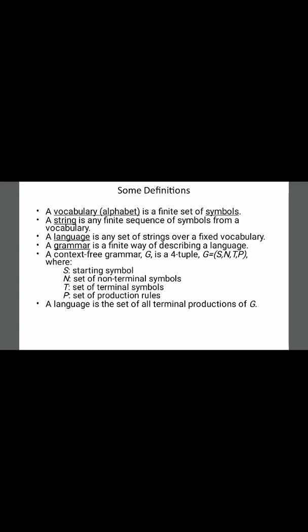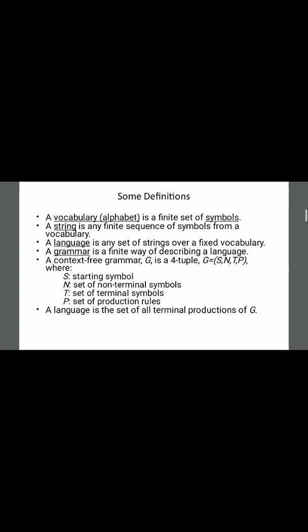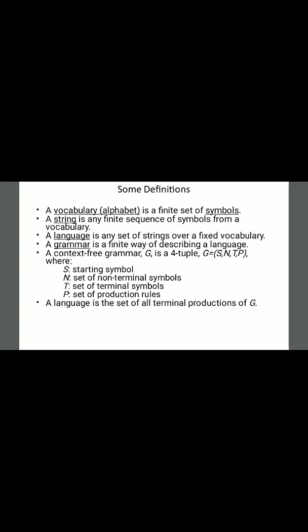An alphabet is a finite set of symbols. A string is a finite sequence of symbols from a vocabulary. It means that the vocabulary is for the respective programming language, or whichever language you define, and you must be able to get some finite sequence of symbols, and that is treated as a string. A language is any set of strings over a fixed vocabulary. Already we have seen that you create strings based on the alphabet set, and those are going to be acceptable in the language.